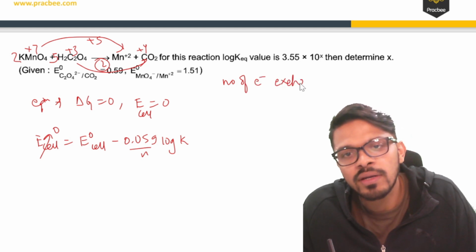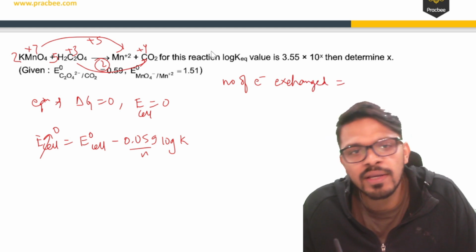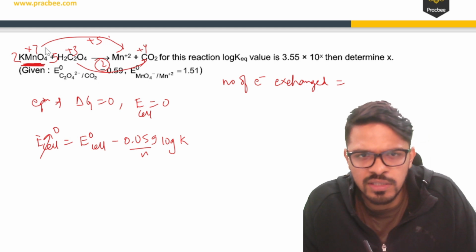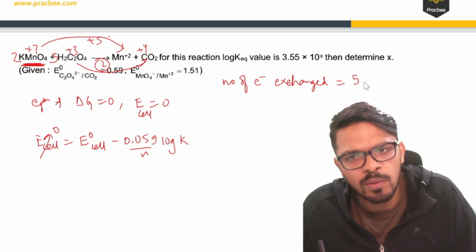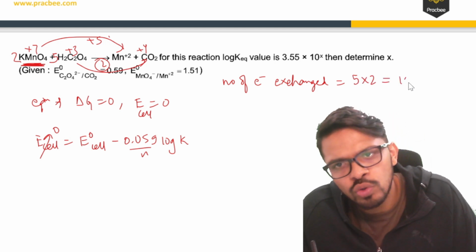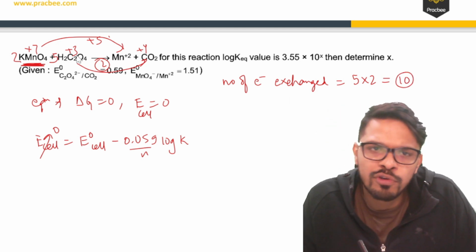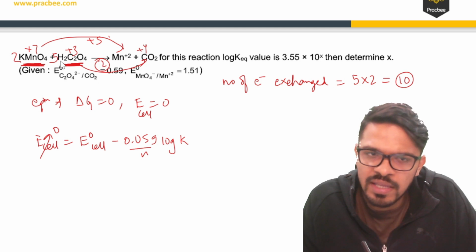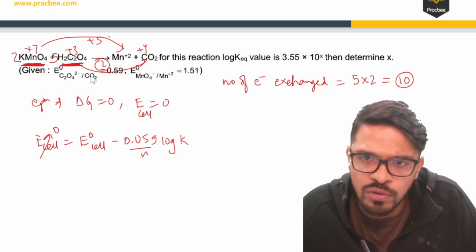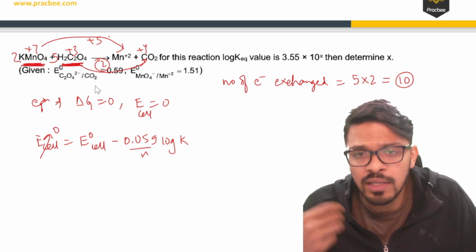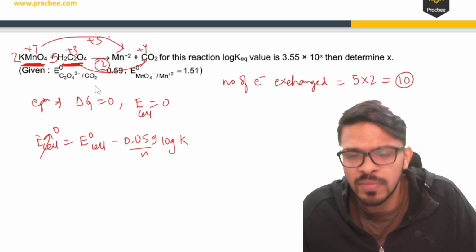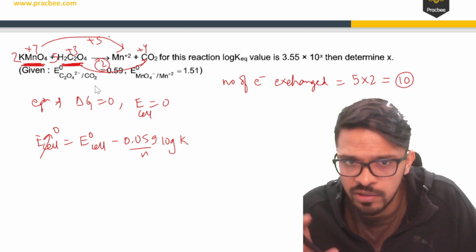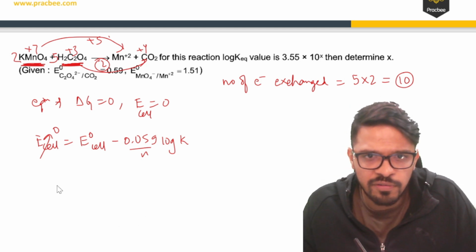how can I do that? You can take anything. Let me take KMnO4. The charge difference is 5 and the number of KMnO4 is 2. So that is 10. Or if you want to calculate through H2C2O4, the change is of 2, and then we have 5 molecules of H2C2O4, so 5 into 2 again. The number of electrons exchanged would be 10. And at anode and cathode we'll get the same number of electrons, so that is 10. So we have figured that out.